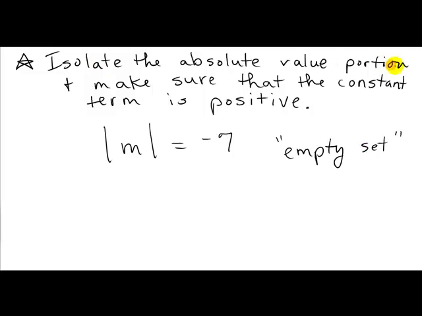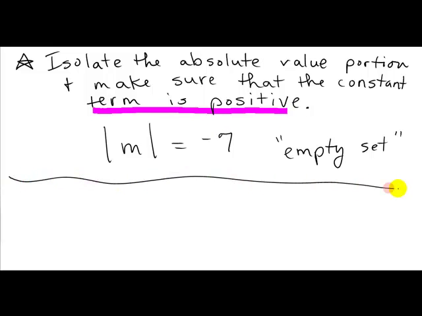So this is our procedure, and then we have to remember that after we do that isolation, whatever is over on the other side of that equal sign must be positive. All right, so let's go ahead and look at some examples.